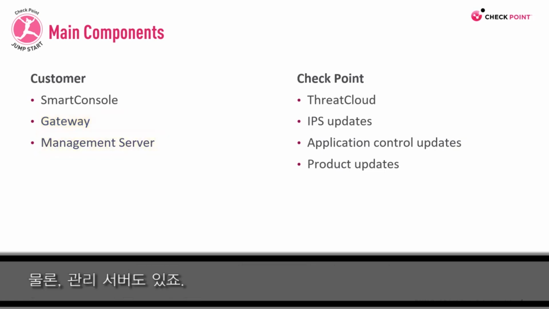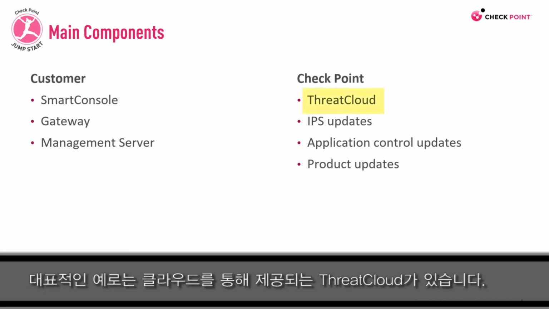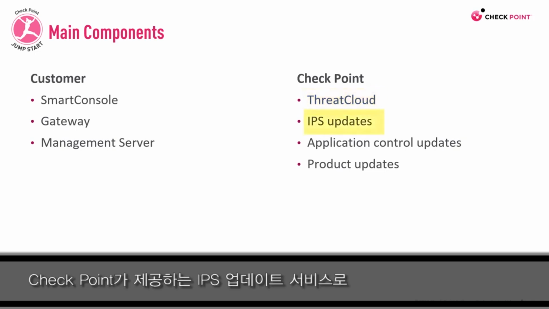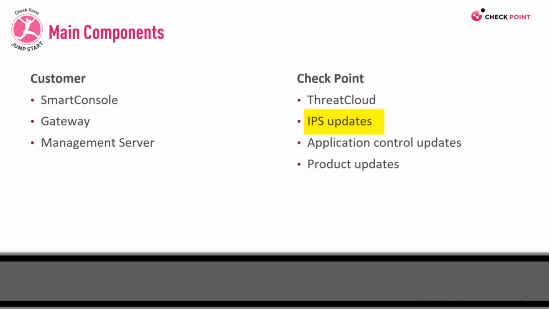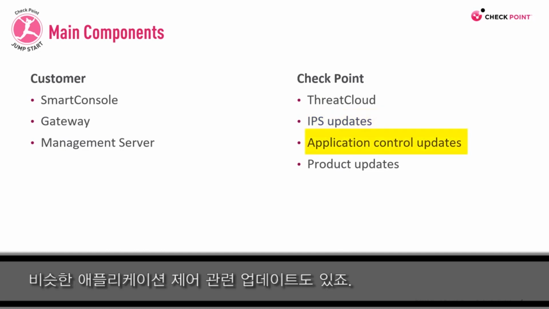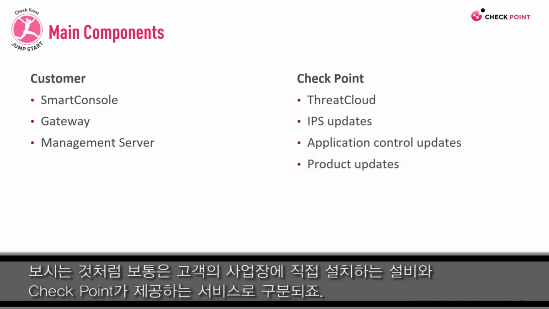of course, the management server. Now, there are some services that we obtain from Checkpoint. For example, ThreatCloud is a service we get from Checkpoint. It's somewhere on the cloud. The IPS updates, those are updates that we get from Checkpoint. We download them to our environment and install them. Application control updates, same thing. And of course, any product updates.